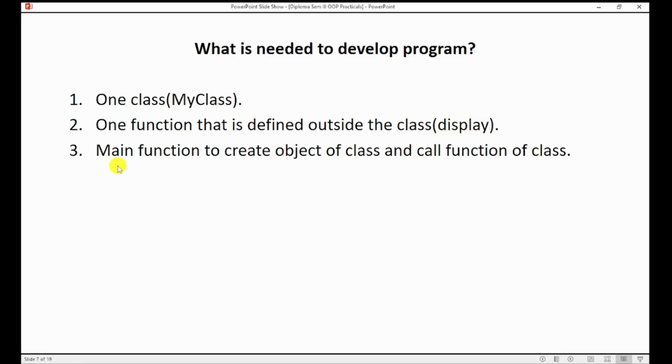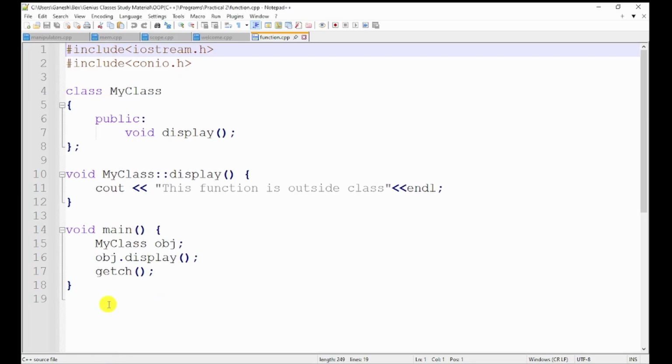Then the third point is the main function to create an object of the class and call the function of that class. So after the creation of that class is complete and the function outside the class is complete, I am going to use that function inside the main function. So that will be the general structure of this program. So let us move to the coding part of this program. I will open the code which I have already developed here.